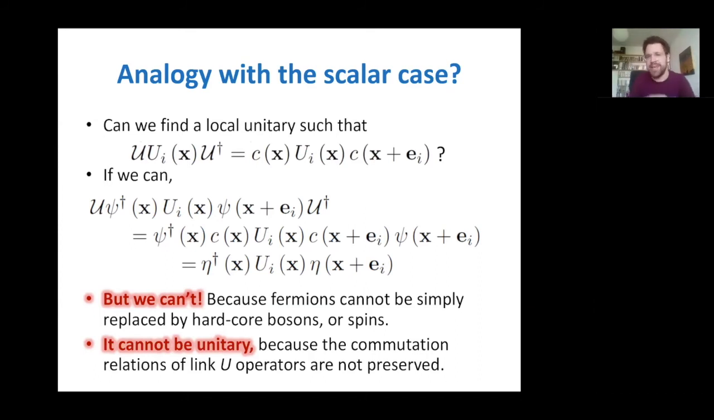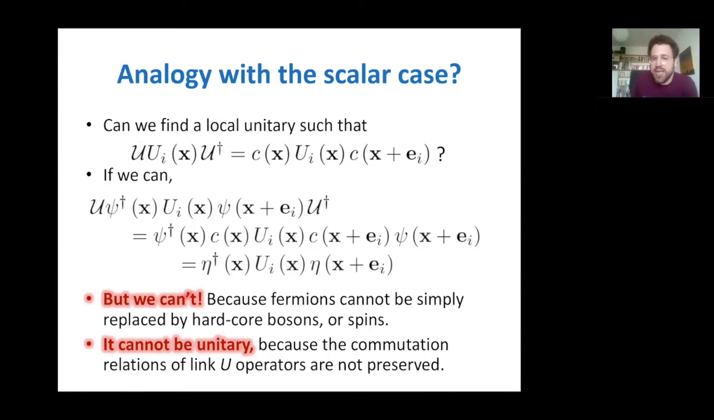No, we can't. And the easiest, the most trivial answer is that fermions can't be simply replaced by hardcore bosons or spins, because basically what this would imply is that I can take each psi dagger operator and replace it with a sigma plus. This operator satisfies these eta relations. And we know we can't do that just from our experience, that when we use spins, they don't have fermionic statistics. We need a Jordan-Wigner transformation to fix that.